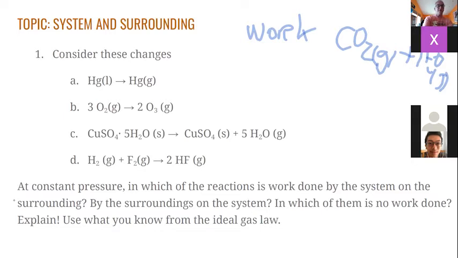So all of these are at constant pressure. So at constant pressure, either the volume is going to increase or it's going to decrease. So which one of these reactions is either work done on the system, on the surroundings, or no work is being done? So let's look at A. What are we dealing with? What element is this?